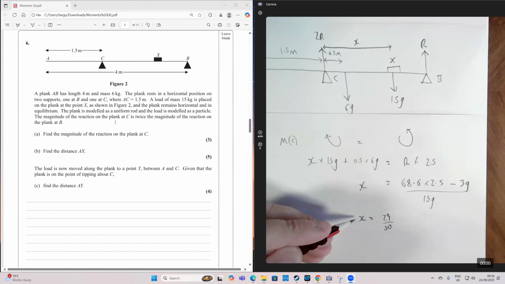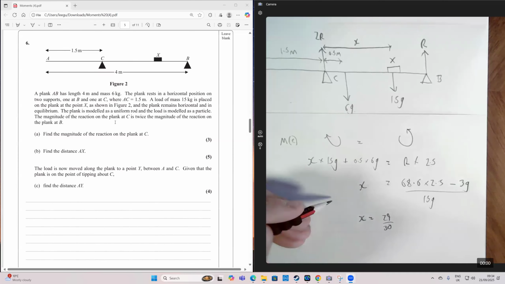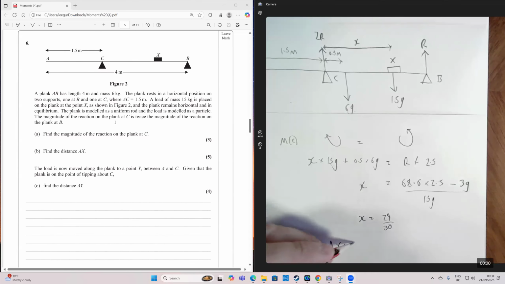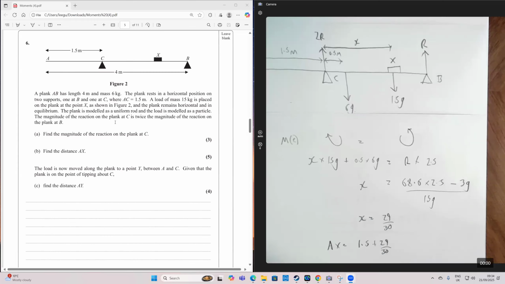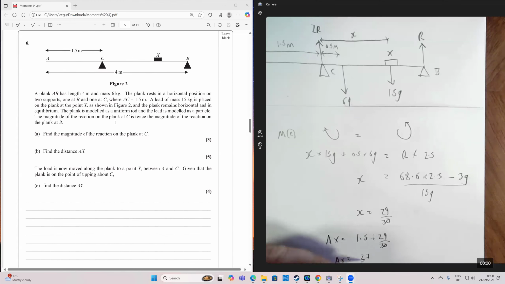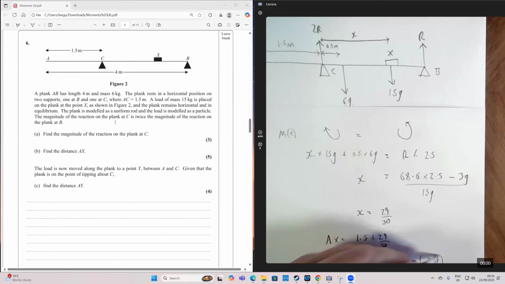What's the question asking? The distance from A to X. So we've got to add on 1.5. So therefore A to X is equal to 1.5 plus 29/30. So A to X is equal to, plus 1.5, gives us 2.46. So actually that is 37/15, which we can say is 2.47 meters, to 3 significant figures.